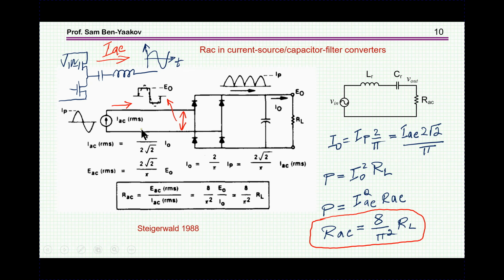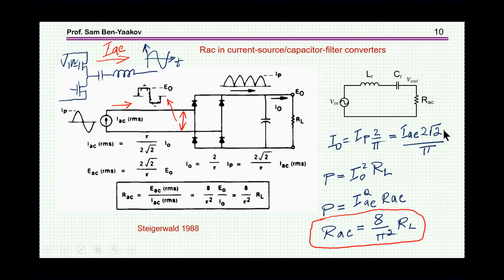So here we have the current rectified going out to the output. This is the calculation by Professor Steigerwald. Let me do it in a little bit different way. I'm going to calculate an RAC such that the power consumed by it will be equal to the power consumed by the output resistor that sees DC. So the output DC current will be I peak times 2 over pi, and I peak is related to the RMS value times square root of 2.